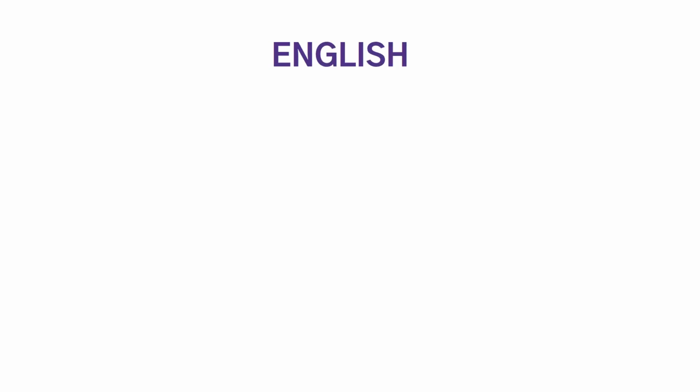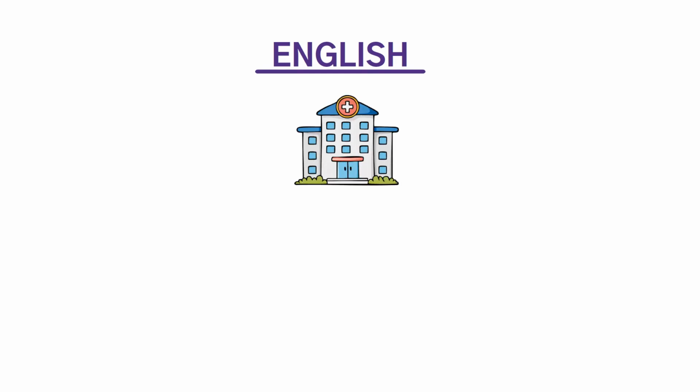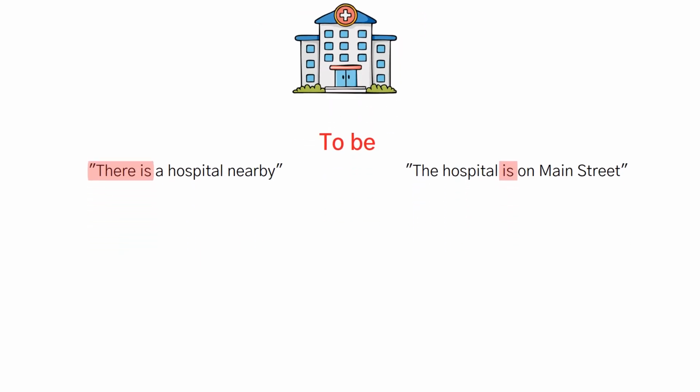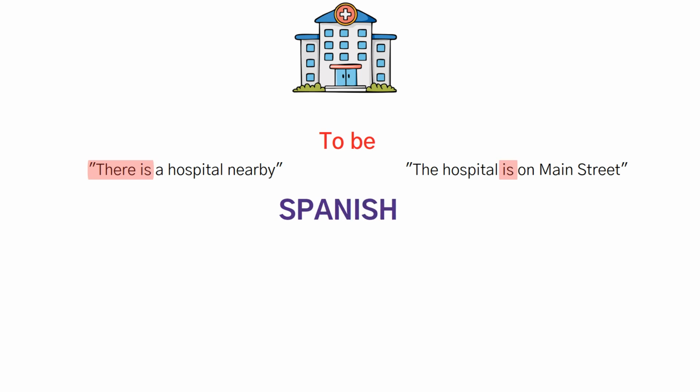English uses the same words for two very different ideas, and that's about to cause you problems in Spanish. When you say, "there is a hospital nearby," and "the hospital is on Main Street," English uses forms of "to be" in both cases. There is. Same verb family, slightly different constructions, but fundamentally the same word doing double duty. Spanish refuses to do this.